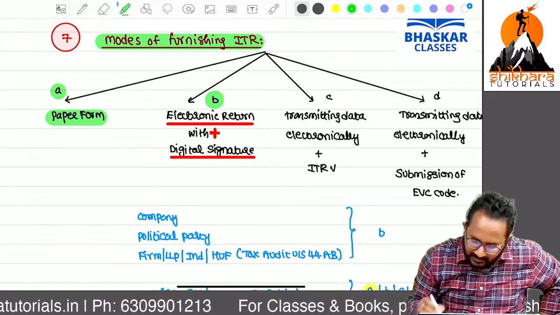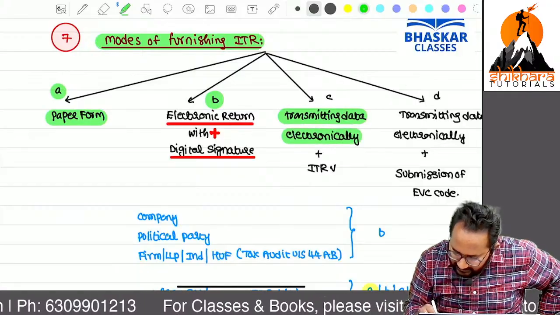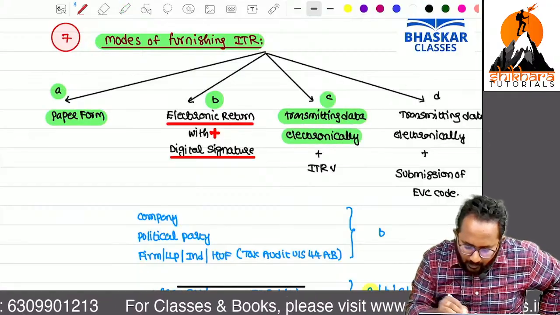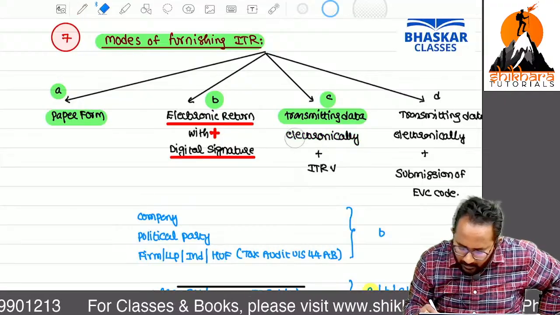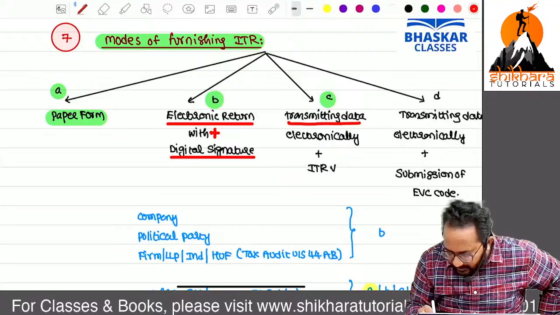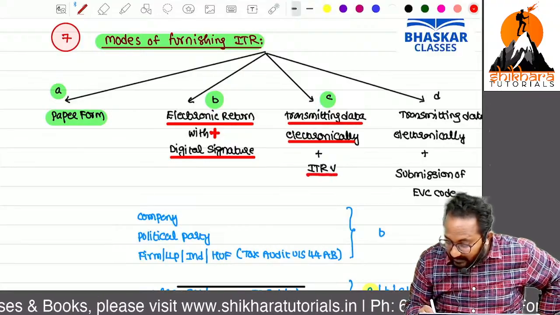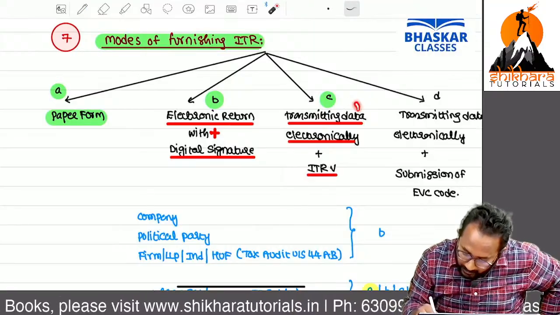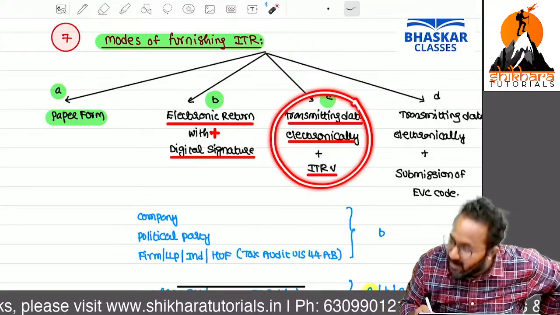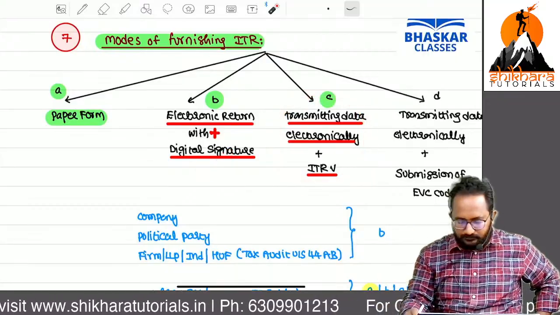Next, transmitting data electronically. And how are we going to send the signature? Physically. This is only ITR V. This can be used by all ITR forms except which ITR? ITR 6. Companies will always go with the next one.